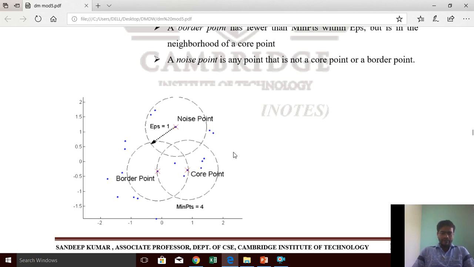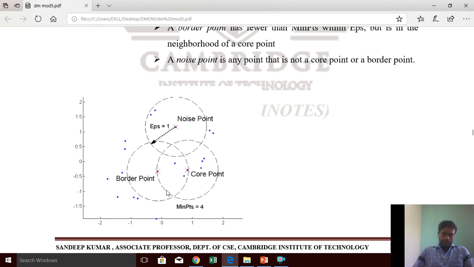So there are 3 kinds of points in the DBSCAN algorithm: core point, border point, and noise point. For a core point, we draw a circle with radius epsilon, and it has to satisfy minimum points equal to 4. Then all the points within this circle are called interior points of this cluster, or they are within this circle.